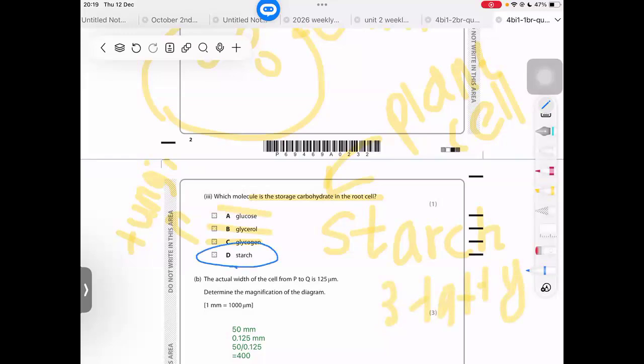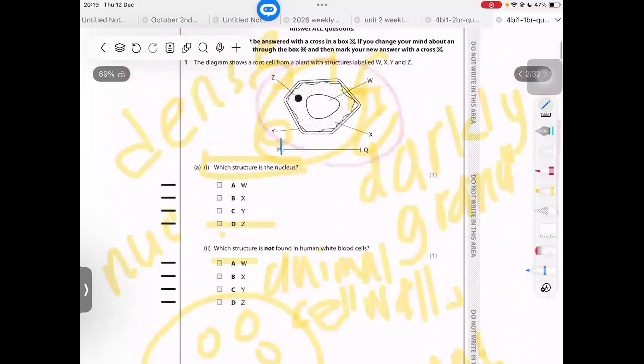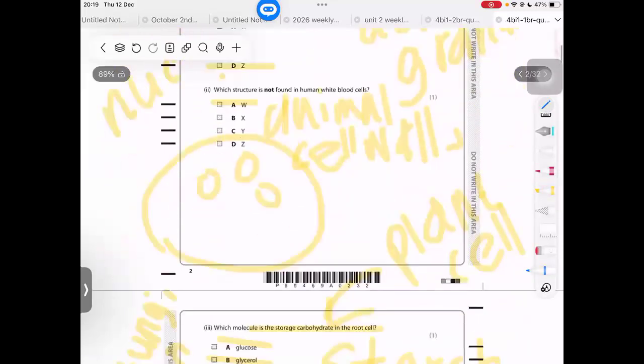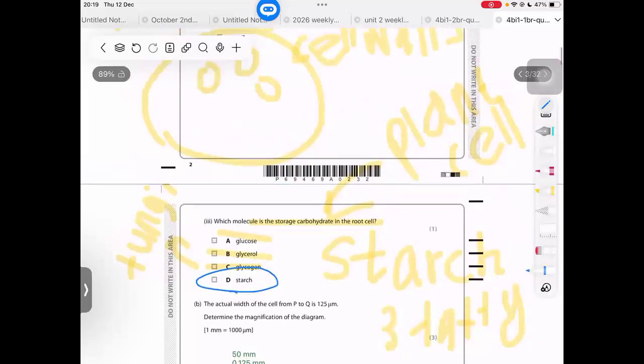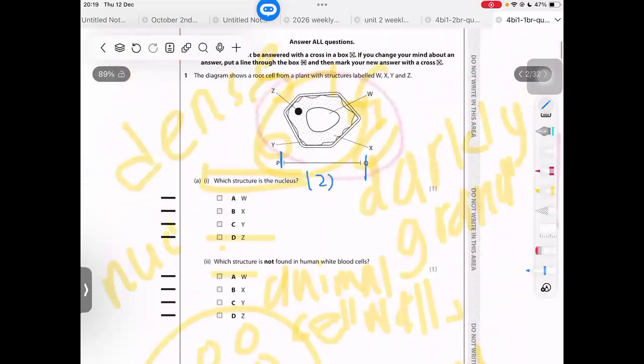Now, in B1, they have given us the actual width of the cell from P to Q. From here to here, they have given us the actual length. The actual width is 125 micrometers. But now you have been given a certain paper. Actually, it's better if you have the hard copy for this, but it doesn't matter, right? Because sometimes it could vary. The value that you get will vary, but it doesn't matter. If you have got the correct answer according to the value that you have measured, you can take it as correct, right?